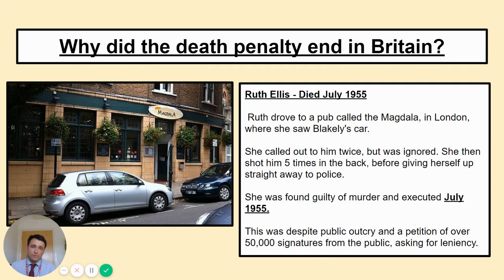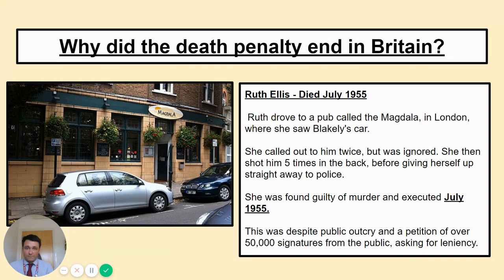So, after a few months had passed, Ruth Ellis drove to a pub called the Magdala in London, where she saw Blakely's car. She got out of the car and looked for David Blakely, and she saw him leaving the shop. She called out to him twice, the second time yelling as he was clearly ignoring her.